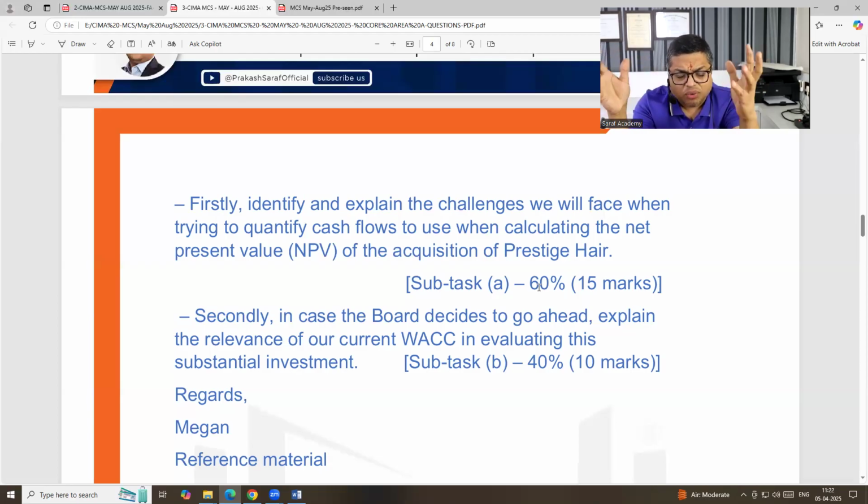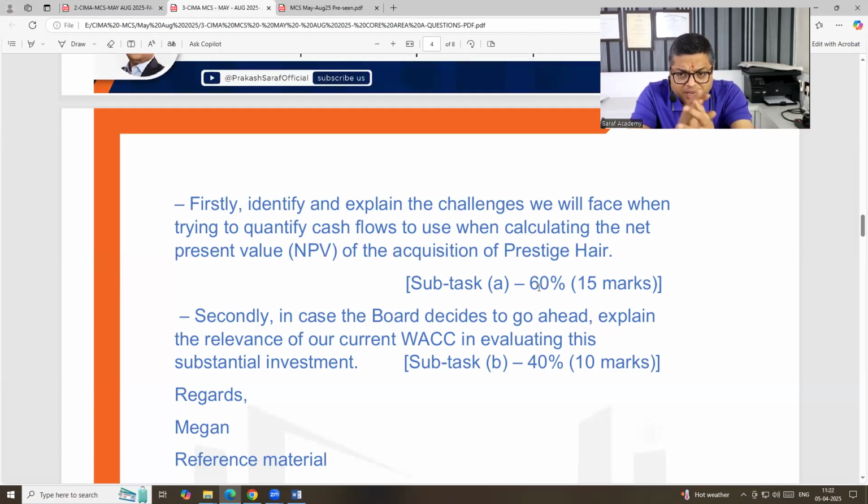Once we estimate the cash flow, we decide to go ahead. We will do this project. We will take over Prestige here. Explain the relevance of our current WACC in evaluating this substantial investment. So when we decide to go ahead, what is the relevance of WACC in evaluating this investment that we should go ahead?